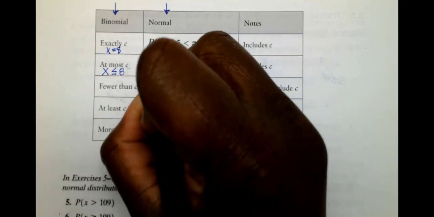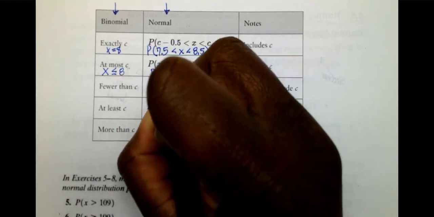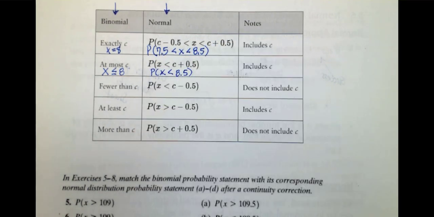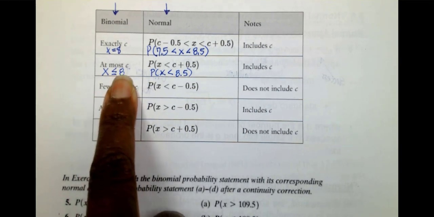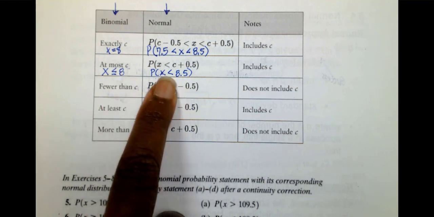So that means we're going to add 0.5. There's a little trick that goes with this. I'll teach it if I can remember it. I didn't come up with it. One of my students came up with it a while back. So if I can remember it, I'll teach it to you. So at most means I want 8. I want any number that includes 8. So I'm going to add 0.5.